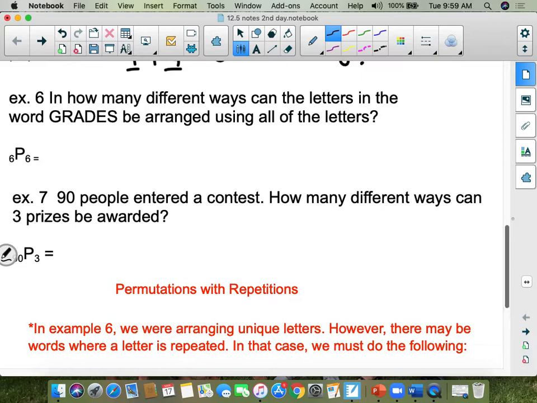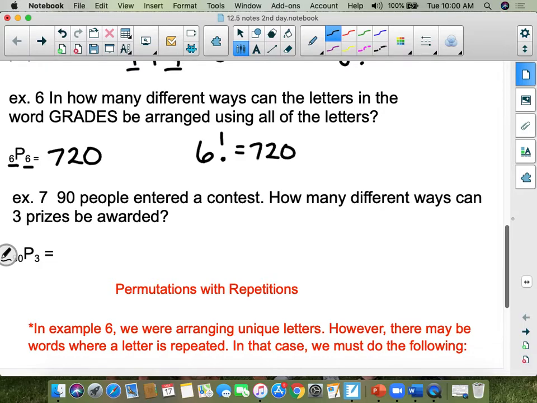Again, these numbers are the same. You can use your calculator, and your calculator is going to give you 6P6, which is going to give you 720. Without the calculator, all you're going to do is 6 factorial. If they're the same, you don't have to do the 6 take away 6, and you should also get 720.